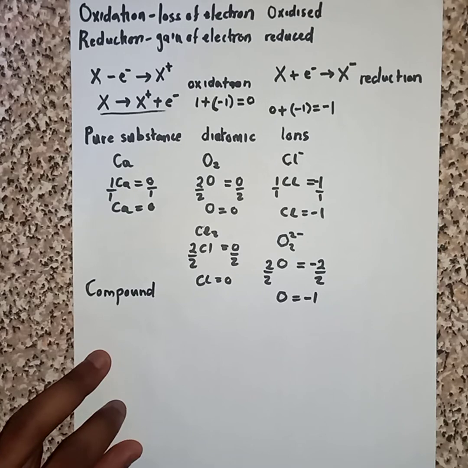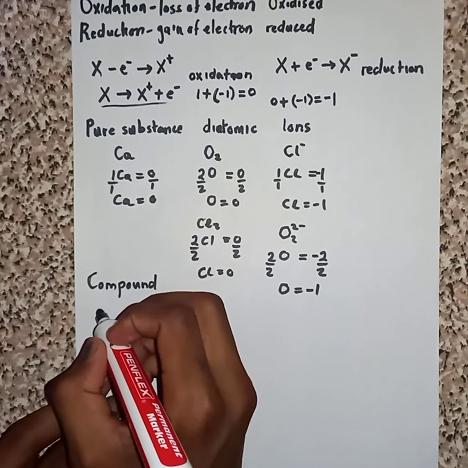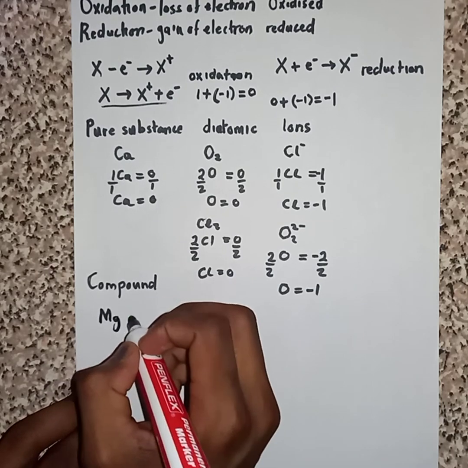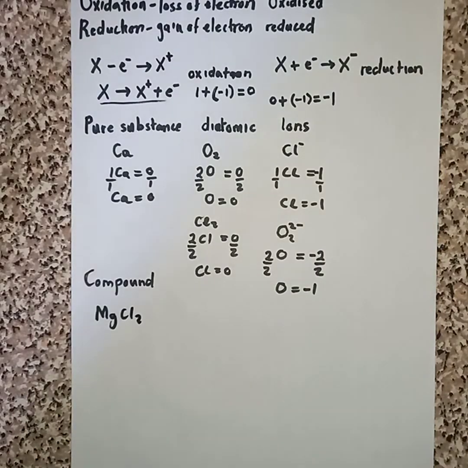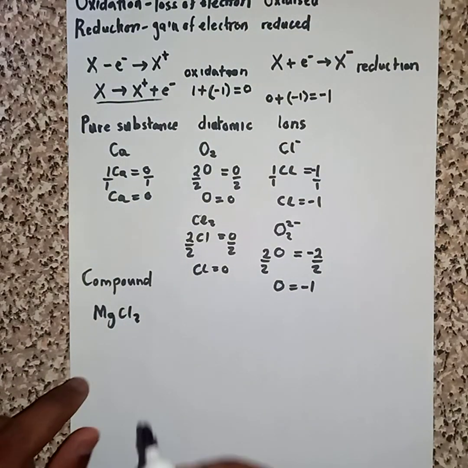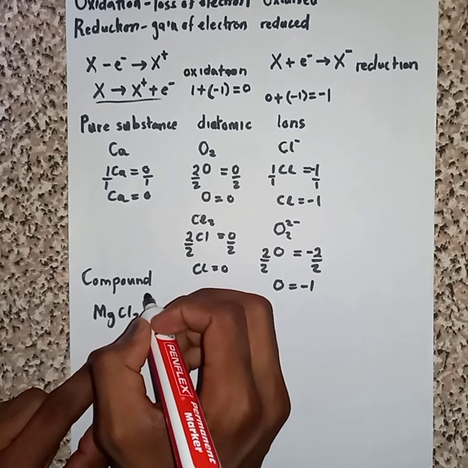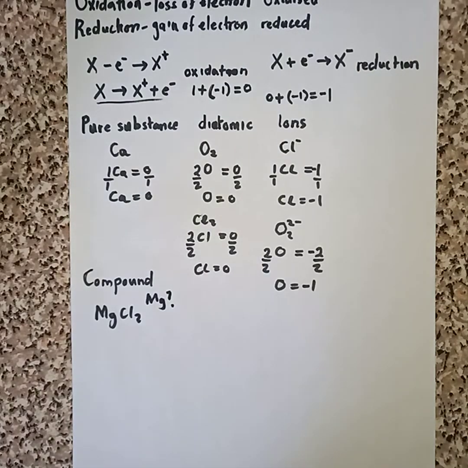Let's say they give us MgCl2 and they say we have to determine the oxidation number of Mg. They want us to find the oxidation number of Mg. Then how are we going to solve this one? Don't be confused. For this one, you just need to use your periodic table.